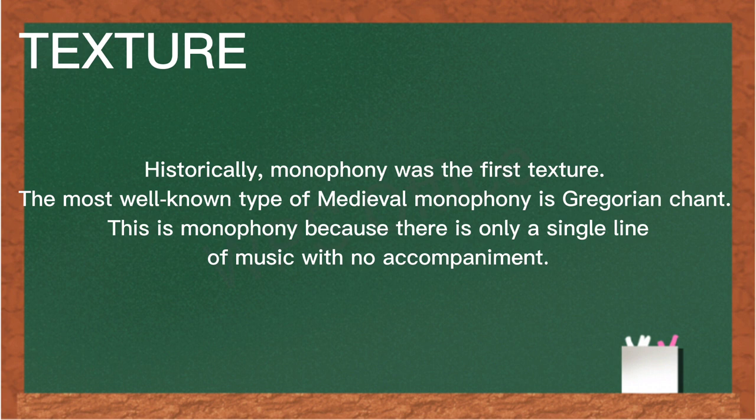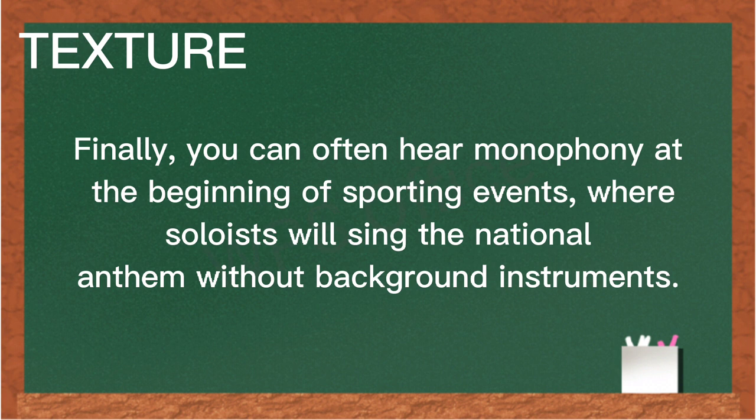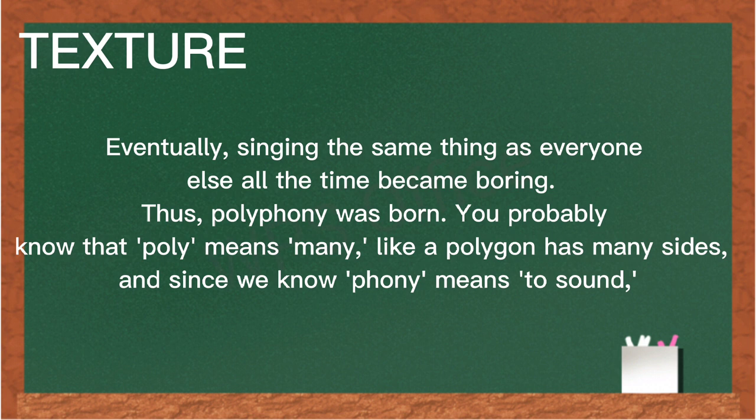The most well-known type of medieval monophony is Gregorian chant. This is monophony because there is only a single line of music with no accompaniment. Finally, you can often hear monophony at the beginning of sports events, where soloists will sing the national anthem without background instruments. Eventually, singing the same thing as everyone else all the time became boring.